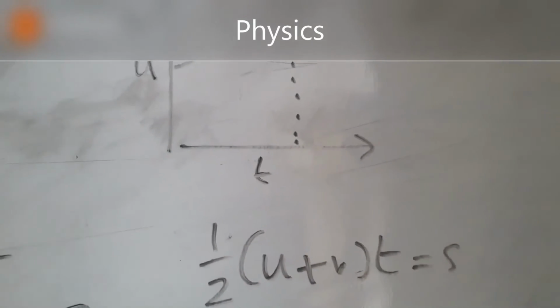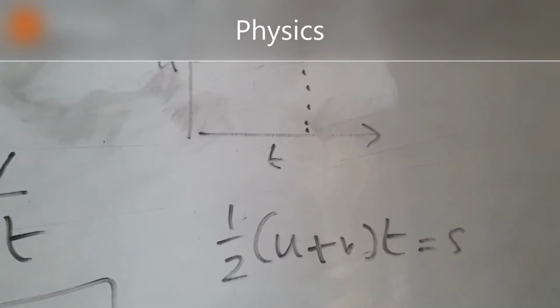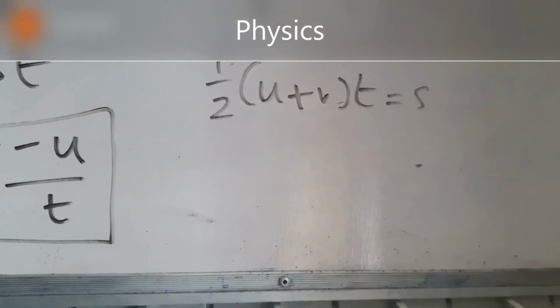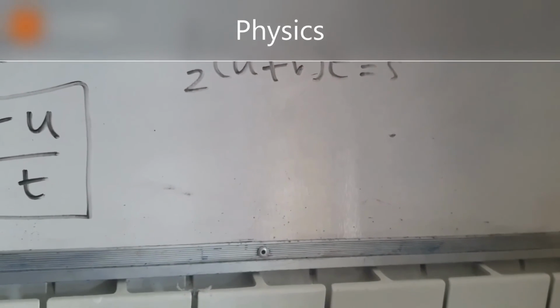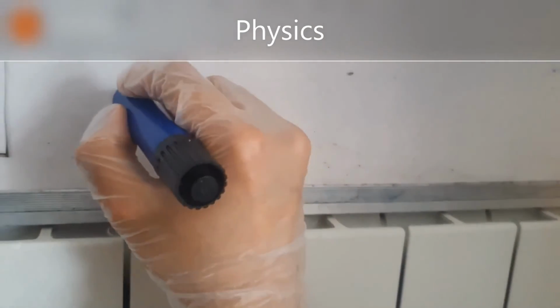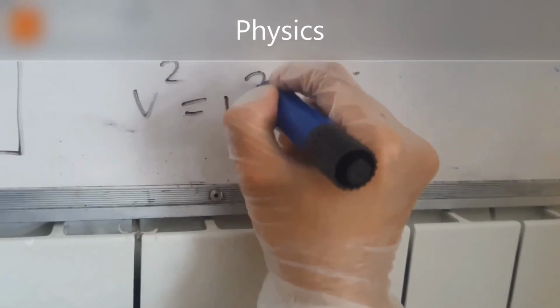Now there's one other equation that you need to know: v squared equals u squared plus 2as. In this case you have to eliminate t. So you rearrange the equation for acceleration, change the subject to t, and then put that t into the equation above, and you should get v squared equals u squared plus 2as.